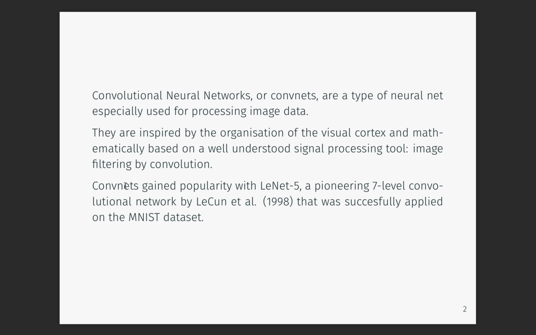Convolution gained popularity in the neural net community with Yann LeCun, in '98. He came up with a network called LeNet-5, and this was the first time that people really started to use convolutional neural nets applied to deep learning. It turned out to be quite successful at recognizing digits in the MNIST database. Remember the MNIST, we looked at that in one of the early labs.